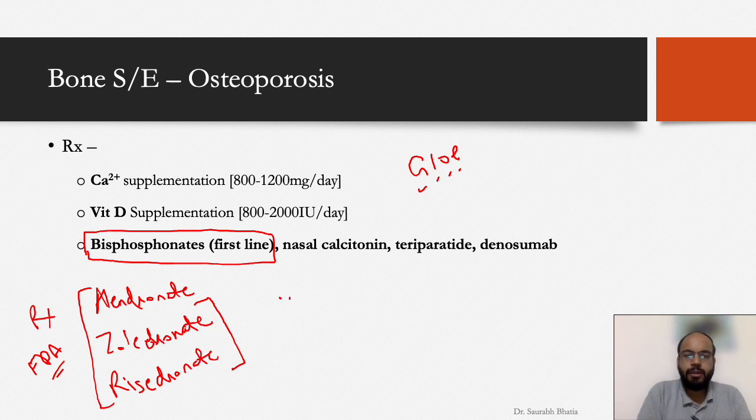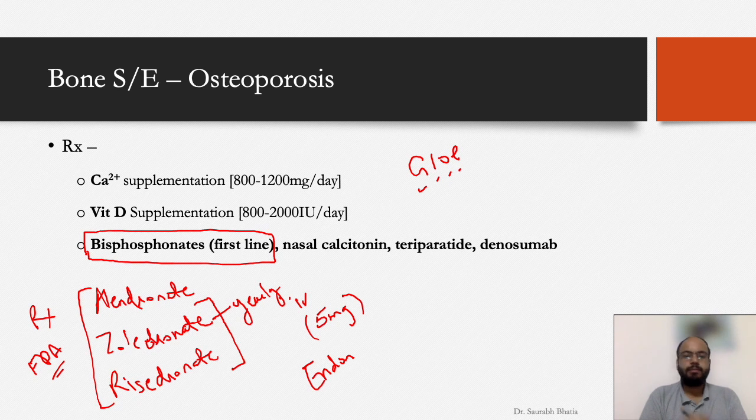Now, just a few more points about it. Zoledronate is given as a yearly injection. Yearly IV injection, 5 milligram is given, and you have to speak with your endocrinologist, your endocrine colleague, for your patients if they want to receive zoledronate. Alendronate is given 5 milligram daily, or can be as high as 70 milligram in a week, but it is usually given as 5 milligram daily doses for treatment of osteoporosis. Are we clear on that?